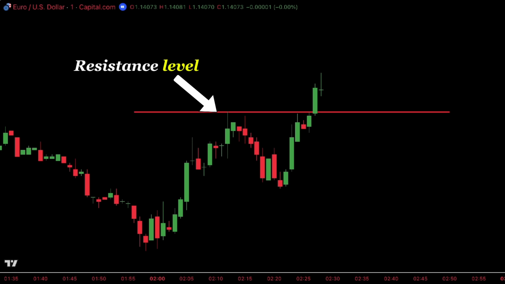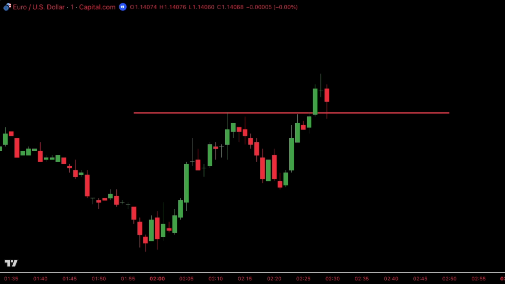A few candles later, buyers step back into the market and successfully break above the resistance level. This breakout is very important because, according to the principle of role reversal, the old resistance now becomes a new support level. However, instead of buying immediately after the breakout, we remain patient. In most cases, the market comes back to retest the broken level before continuing in the direction of the trend. This retest allows us to enter at a better price while reducing our risk.